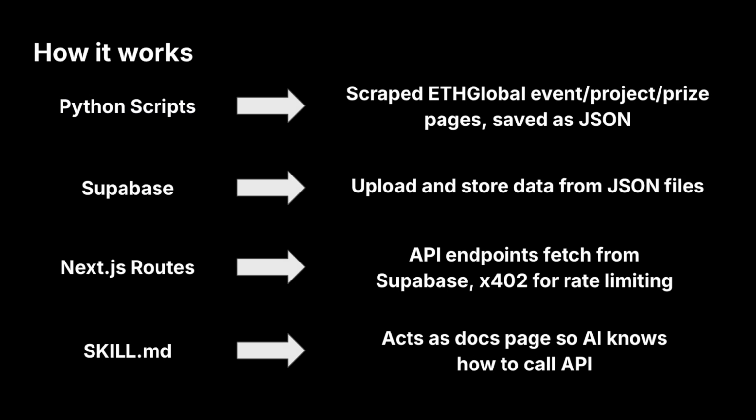In terms of how all of this works, first I used Python scripts to scrape the ethglobal event, project, and prize pages, saved all of that data as JSON files, and then used those JSON files to upload the data and store them to Supabase, and then used Next.js routes for the API endpoints to fetch from Supabase, and then also integrated X402 for rate limiting, and then finally used the skill.md file, which serves as a docs page so the AI coding agents know how to reference and call the API.